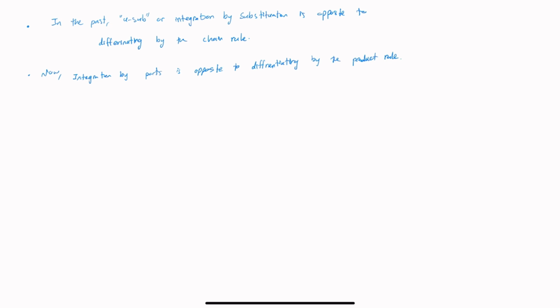So here, the product rule says d/dx of u(x) multiplied by the function v(x), which is two functions multiplied, their derivative is equal to the derivative of the first multiplied by the second function, plus the first function multiplied by the derivative of the second function. And that is the product rule. The product rule can also be written as du/dx times v(x) plus u(x) times v prime, which can be written as dv/dx.